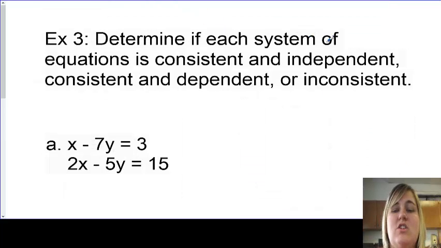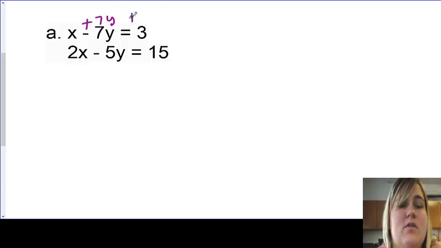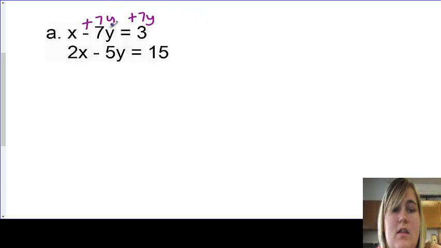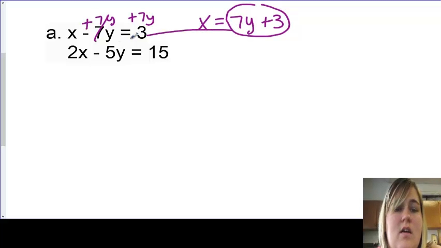It says determine if each system of equations is consistent and independent, consistent and dependent, or inconsistent. So I need to solve this. I'm going to add 7y to both sides, and those will cancel, so I get that x is equal to 7y plus 3, which I will then take and plug in for my x.